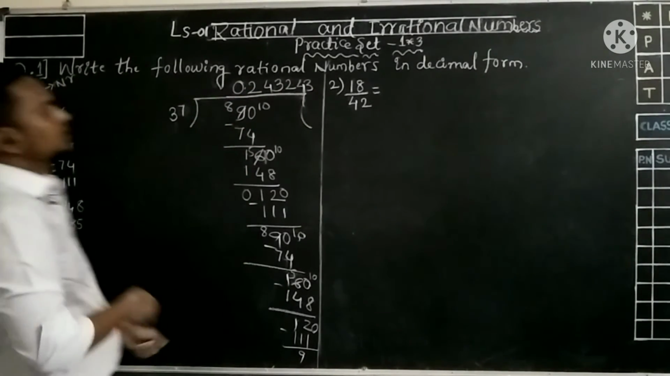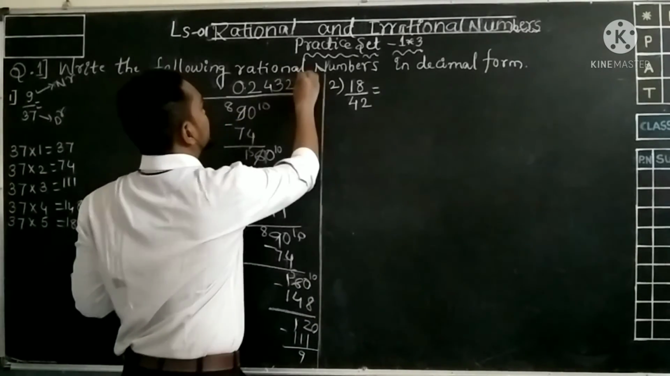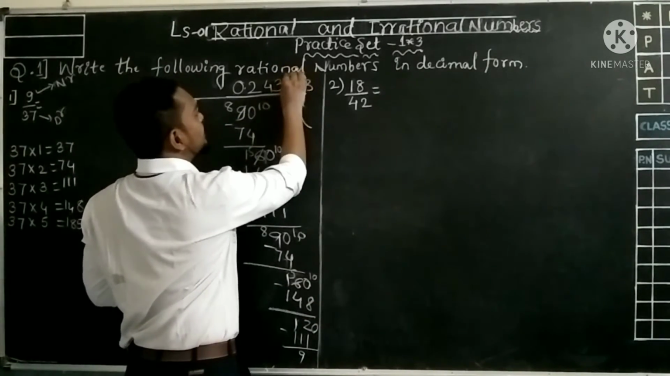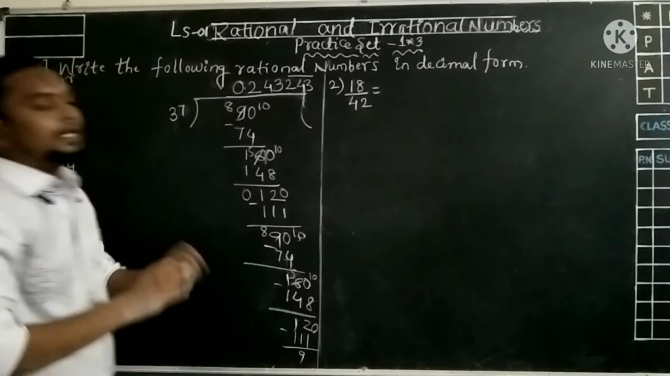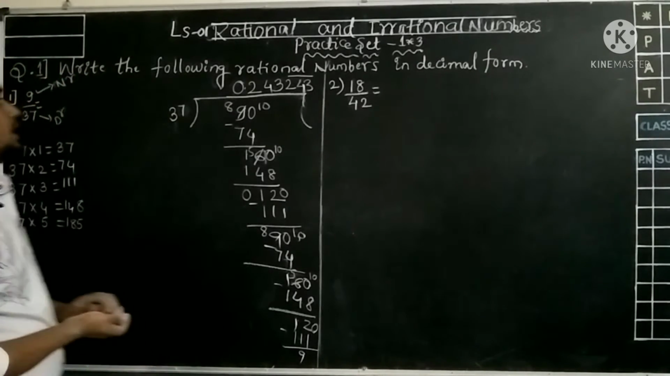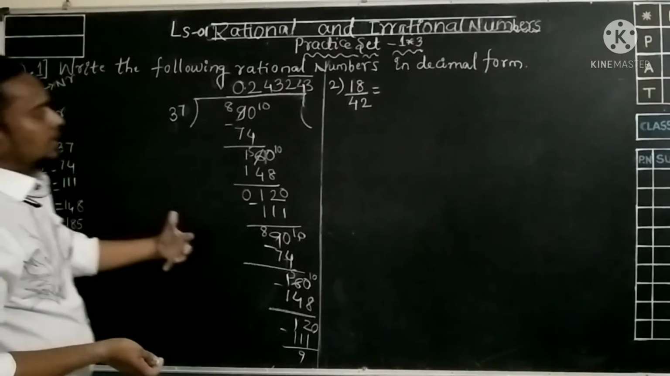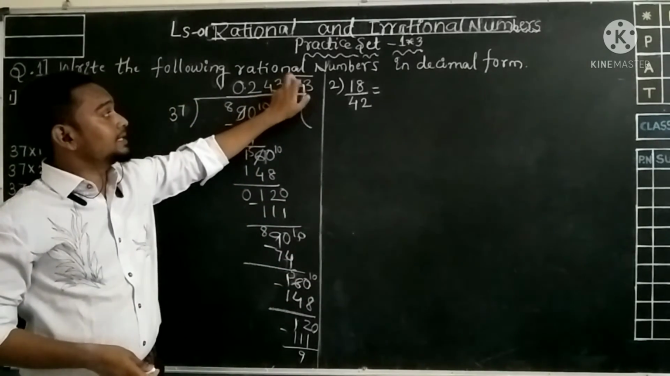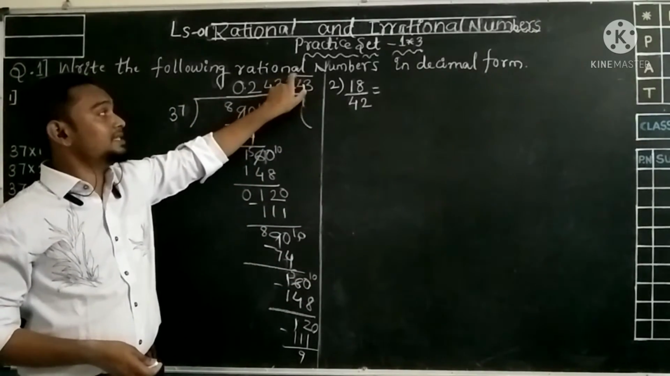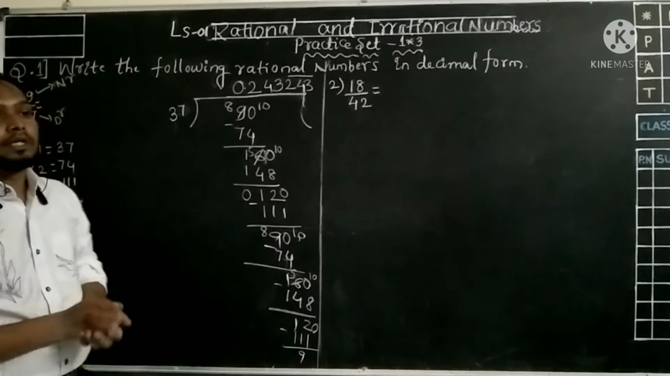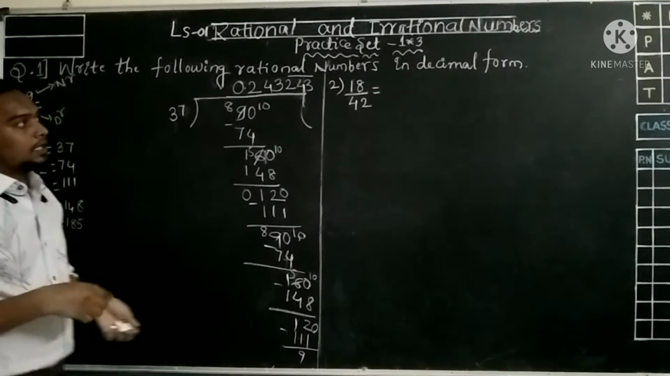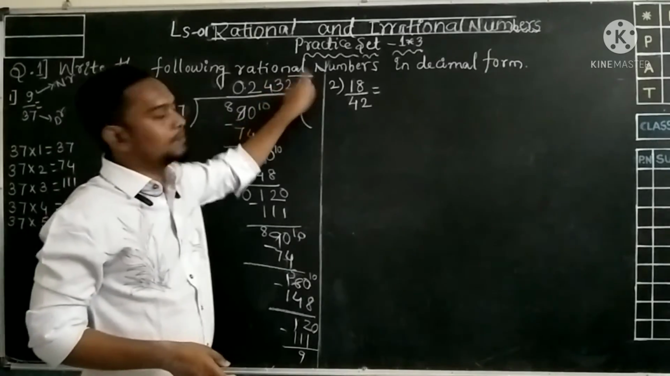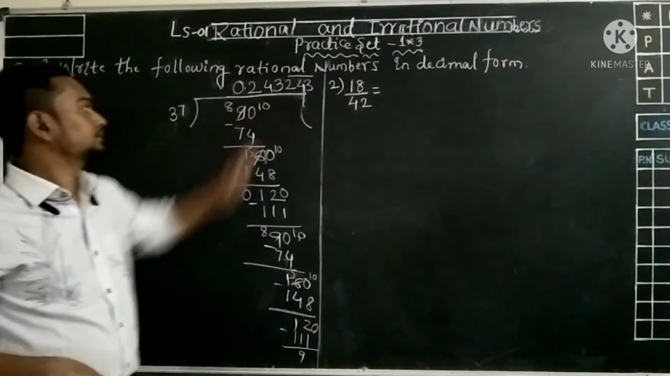Now we will put the sign, that is the bar. Bar means repeating value. This sign means repeating value. When the value is repeating, we put this bar on the number.